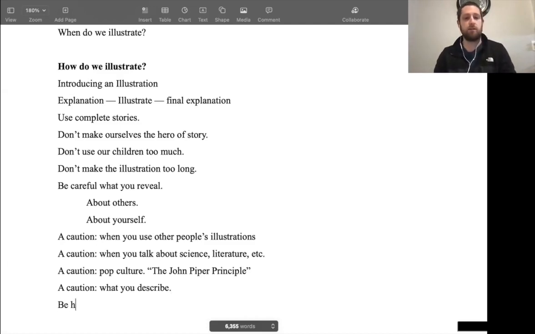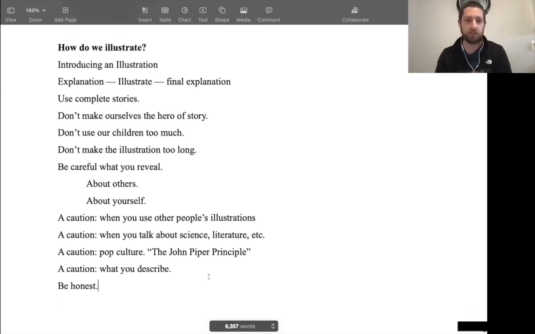Be honest in your illustrations. Don't add details that aren't true. Don't tell stories that aren't true. Don't make yourself the hero when you actually weren't the hero. So those are some principles for illustrations, for how we illustrate, or what kinds of illustrations we use.